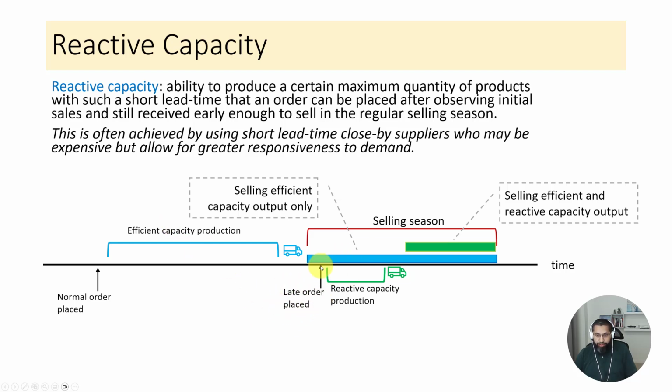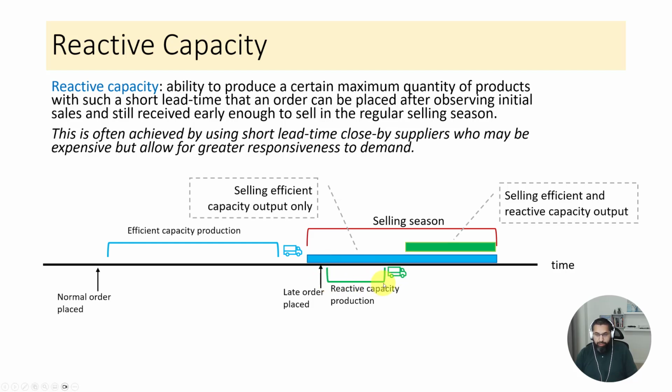So when the late order is placed right here, the green bracket shows you the shorter lead time of reactive capacity. Notice this green bracket is much smaller than this blue bracket. So reactive capacity has a much shorter lead time than your regular capacity. And then the truck represents the transportation time.